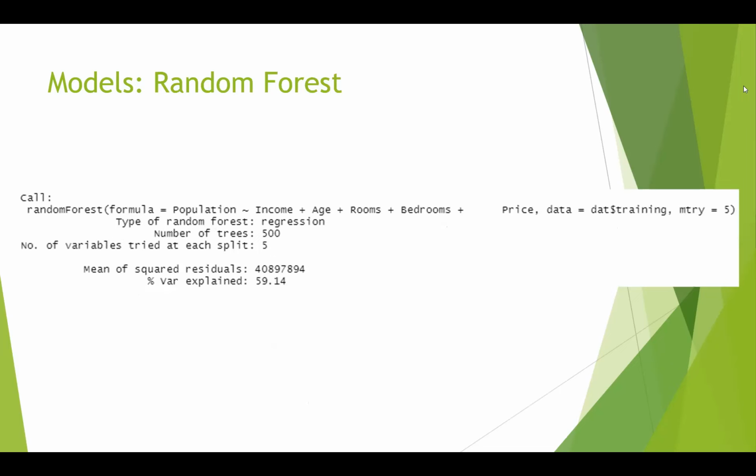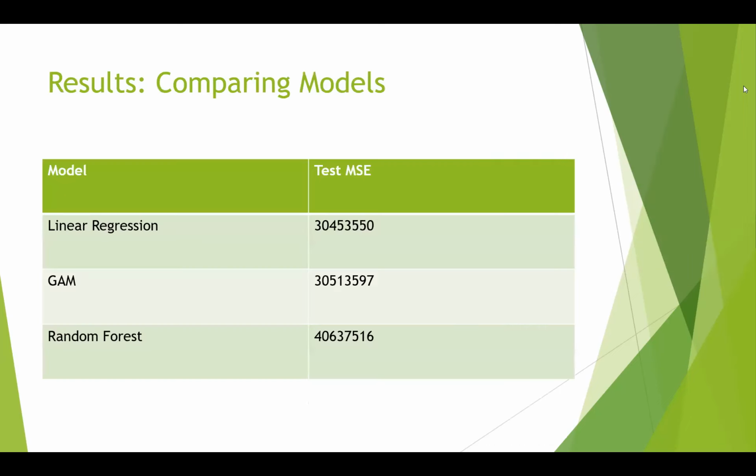And then the last model that I ran was a random forest. Because there's 5 predictors, I set the mtry to 5. And you can see that the mean of squared residuals is pretty large at 40 million. So looking at the test MSEs for each of these models, they're all really, really high numbers, but the lowest of the bunch is linear regression, so that one is the winner.